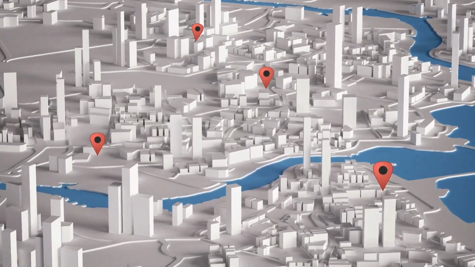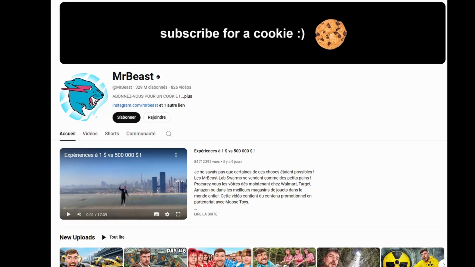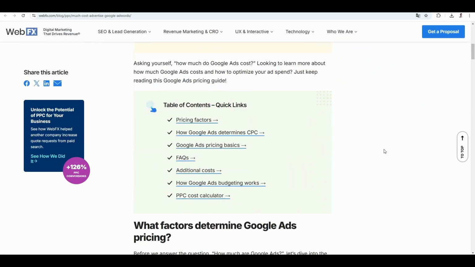Now let's talk money. How much does a Google Maps ads campaign cost? That's not an easy question. It's like asking how much a YouTuber earns. It depends if you are Mr. Beast or just Mr. Random. So an agency surveyed 350 Google Maps marketers to draw conclusions. And here are the conclusions.